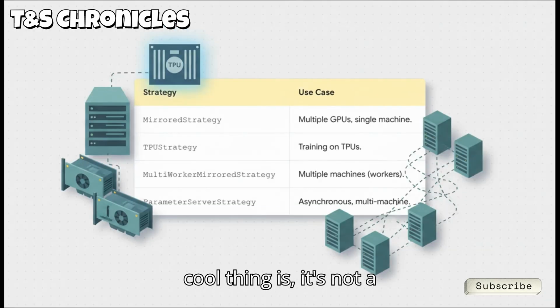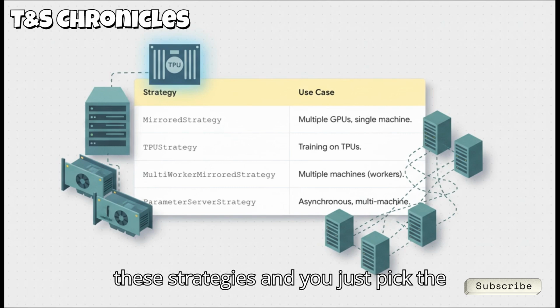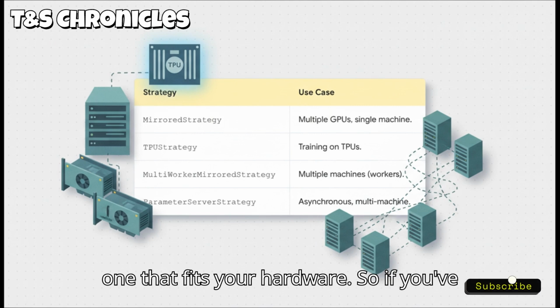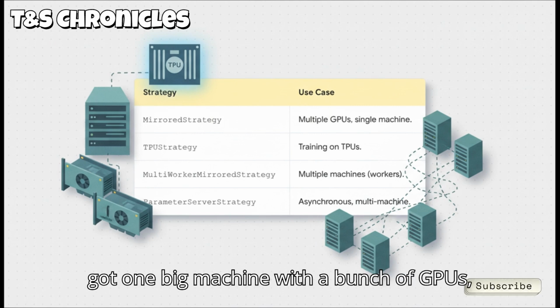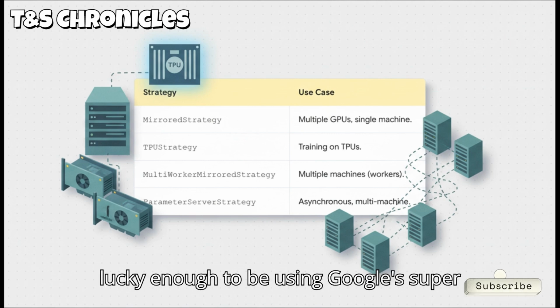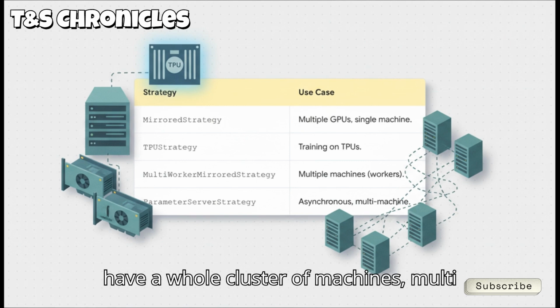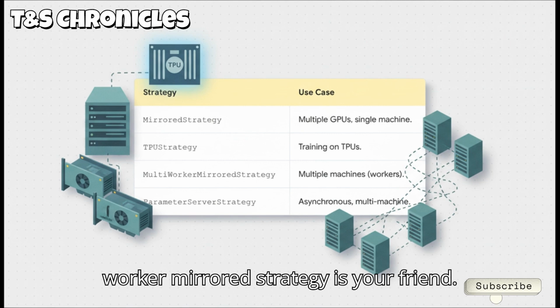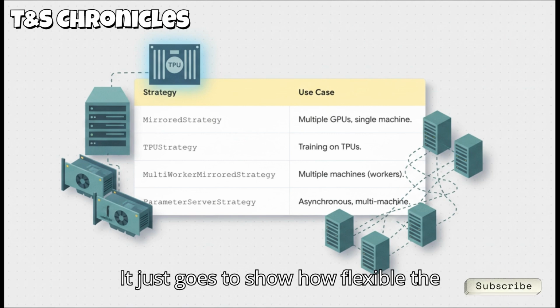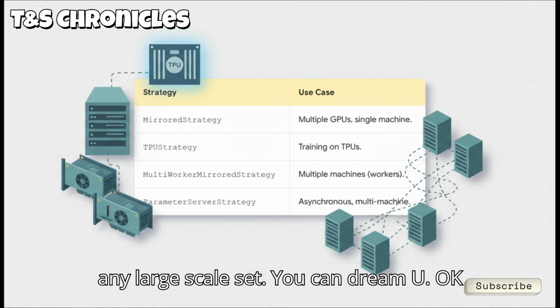And the cool thing is, it's not a one-size-fits-all solution. Nope. TensorFlow gives you a whole menu of these strategies, and you just pick the one that fits your hardware. So, if you've got one big machine with a bunch of GPUs, you'll use MirroredStrategy. If you're lucky enough to be using Google's super specialized tensor processing units, well, there's TPUStrategy for that. And if you have a whole cluster of machines, MultiWorkerMirroredStrategy is your friend. It just goes to show how flexible the system is. There's a tool for pretty much any large-scale setup you can dream up.